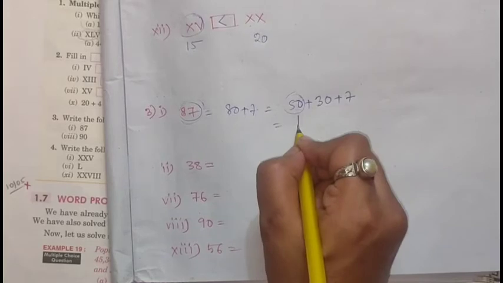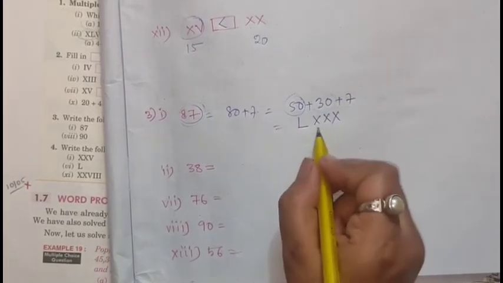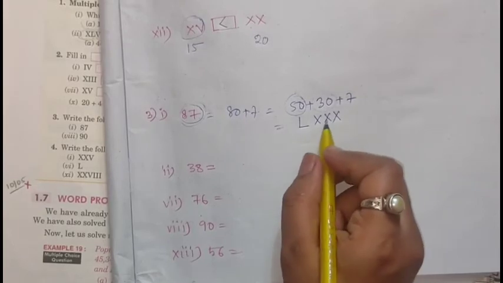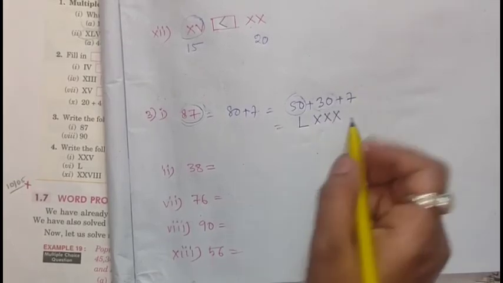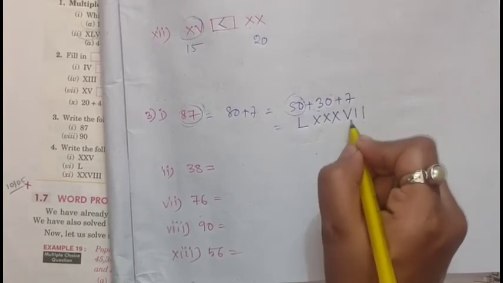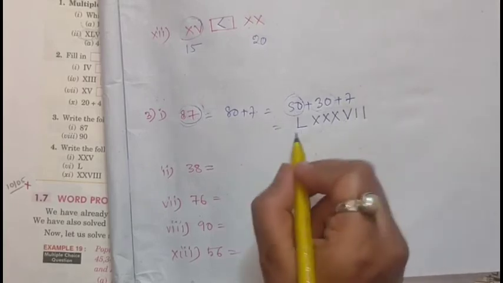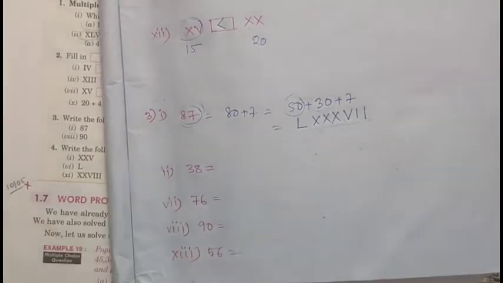L represents 50. Which represents 30? X, X, X. If we write X 3 times, that value will be 30. 7: how can I write 7? V, I, I. V is for 5, I I is 2. So 5 plus 2 is 7. So this will be the Roman numerals of 87.